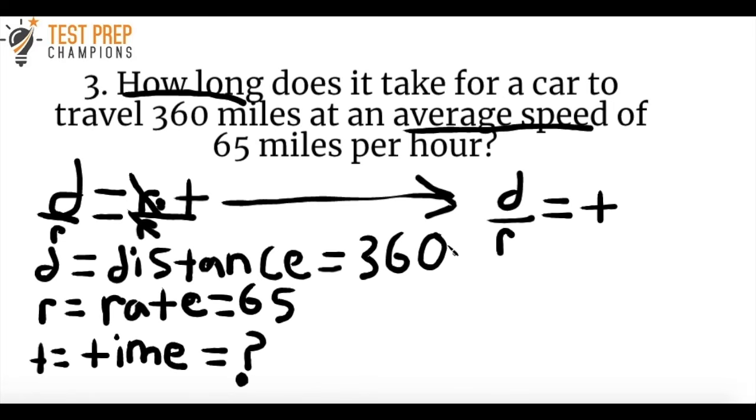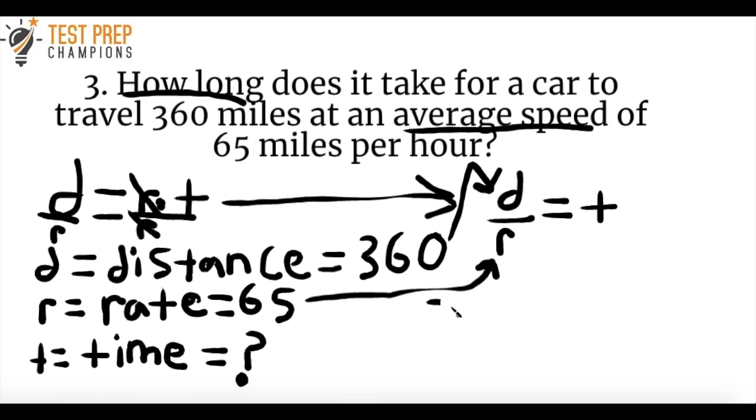So all we have to do is plug our numbers in here. So what is our distance? Well, we know from the question that the distance is 360 miles. So we're going to substitute 360 into our equation here for D. We know that the rate or the speed is 65 miles per hour. Speed and rate, two words for the same thing here. So we take 65 and we substitute that into the equation for R.